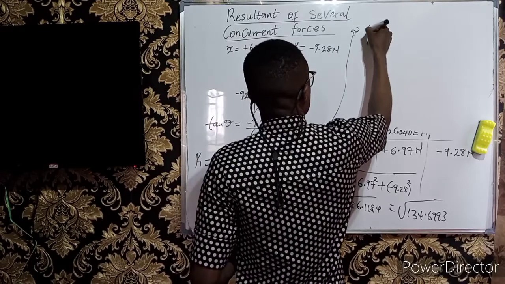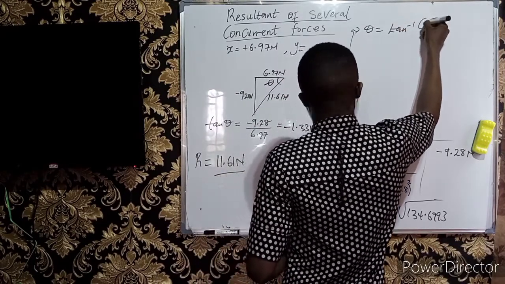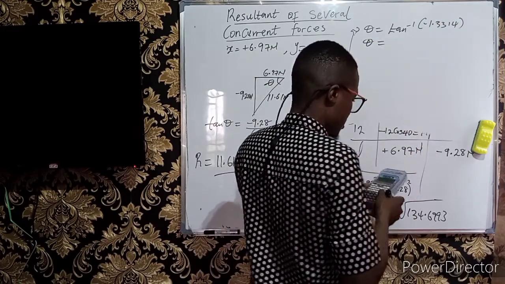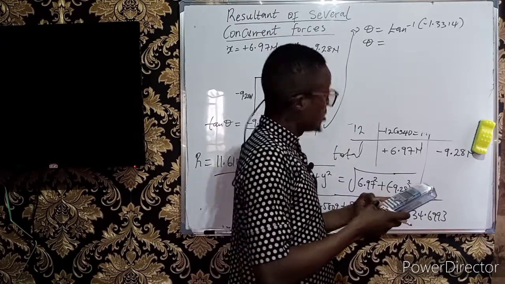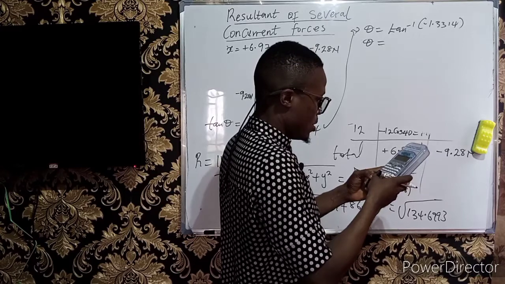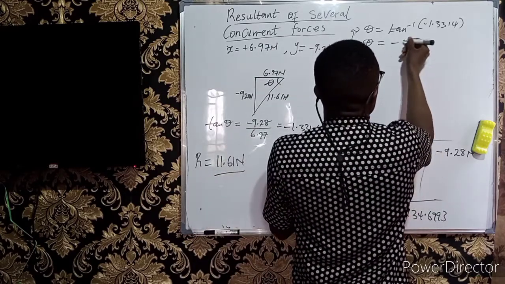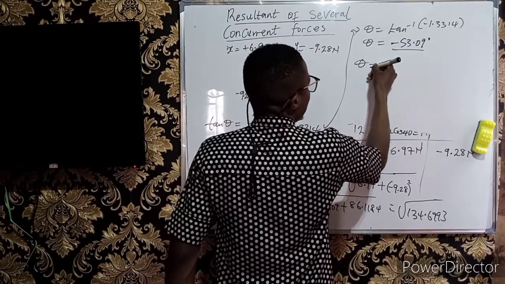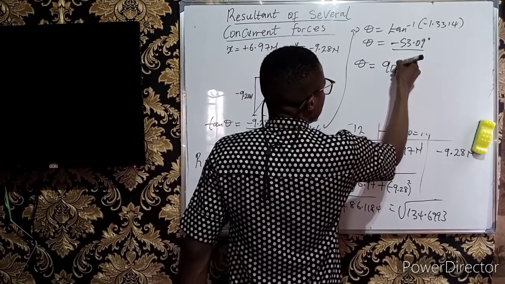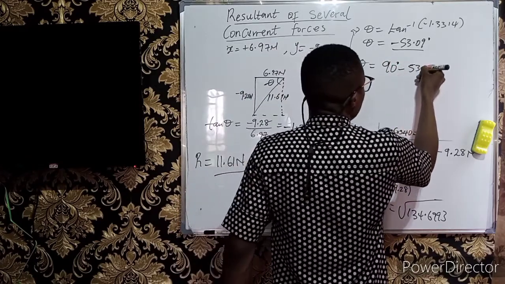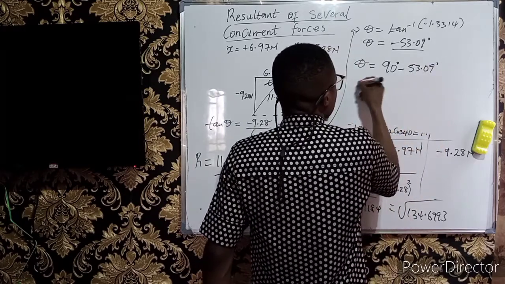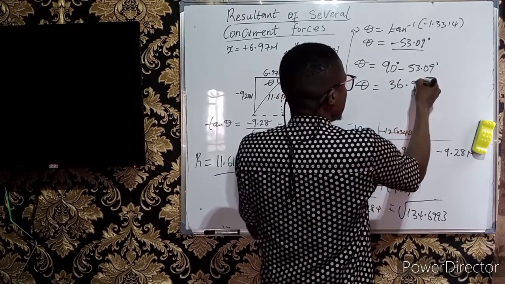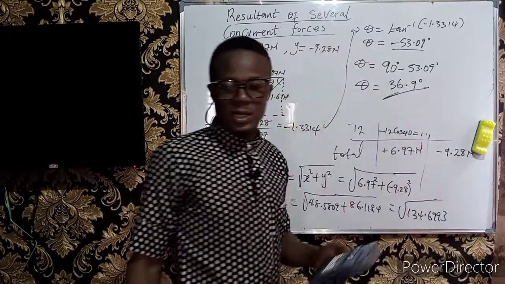So I'll continue from here. So theta will now be tan inverse of minus 1.3314. Theta will give me shift tan minus 1.3314. This is minus 53.09 degrees. Now my theta finally can still be 90 degrees minus 53.09 degrees. When I do that, my theta will give me 36.9 degrees towards the southeast direction.